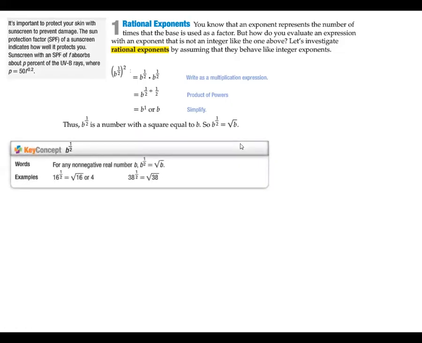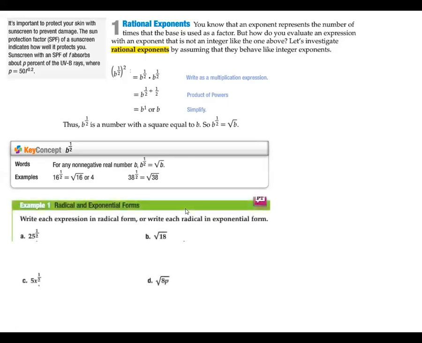All right, so the rational exponent of 1/2 for any non-negative real number b, in other words, it can be 0 or positive, b to the 1/2 is the same as the square root of b. So 16 to the 1/2 power is equal to the square root of 16, which is 4. 38 to the 1/2 power is equal to the square root of 38, which you could do on your calculator, but without a calculator, you just leave it as square root 38. All right, so let's try a couple.